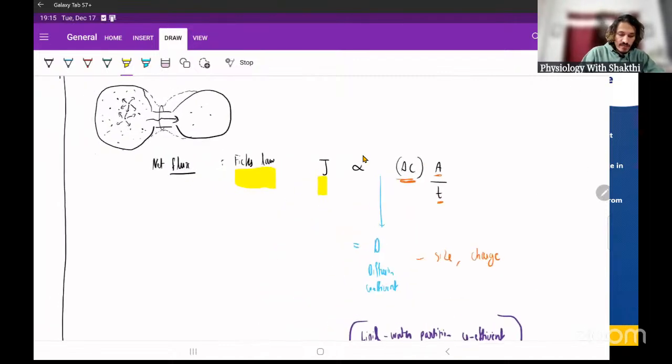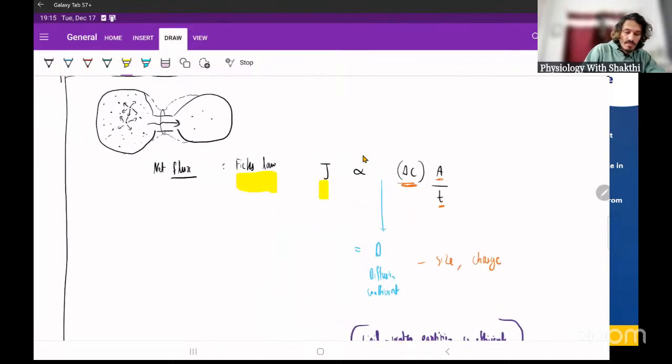So if this is the concentration of a substance over here, this is the amount of substance on one side. As the number of substances increases on the one side, the concentration gradient increases, and the rate of flow is more. That we were just talking about. So it's directly proportional to the change in the concentration gradient. What about the area? Greater the area through which it is diffusing, greater the rate of flow. So that is also directly proportional.